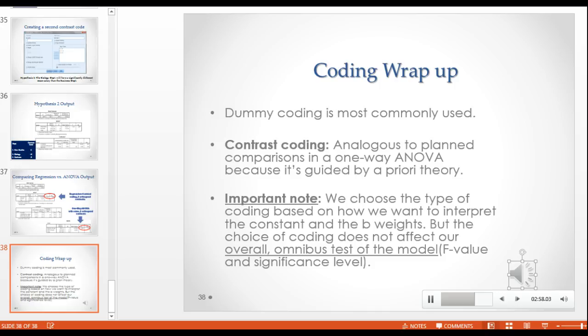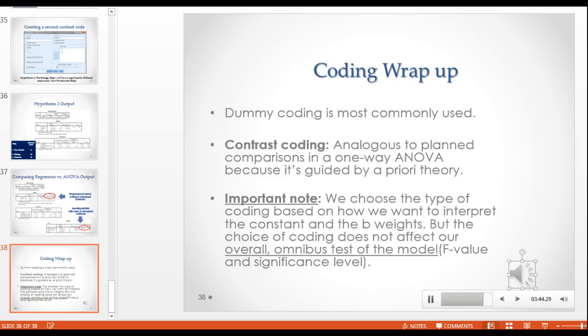And finally, there's a very important point. We choose the type of coding based on how we want to interpret the constant and the B weights. And this is specifically in terms of the signs. So when we assign a negative weight to a group, we have to keep that in mind when we're looking at the output, because the decisions that we make when we're creating the weights, the signs of the weights, are going to determine how you interpret the B weight at the end of the analysis. So for a review on that, go back to the screencast where I talk about this B weight is positive because we coded these departments positively and they have the higher mean. And so whoever has the higher mean, the sign that you gave them is going to be the sign of the B weight.